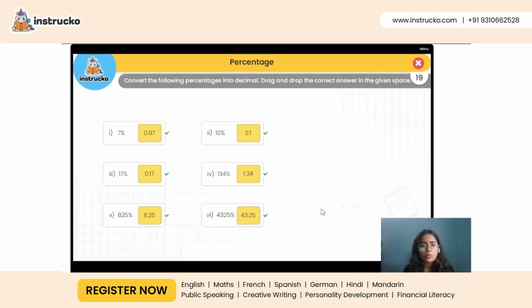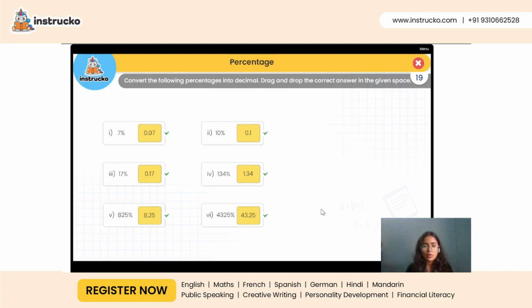I hope you understood how we did this. Basically, to be able to convert percentages into decimals, you remove the percentage sign from the front of the number. You equate it as the number being divided by 100. So if it's 7%, you equate it to 7 divided by 100. And whenever you divide a number by 100, you move the decimal point two steps left of that number.